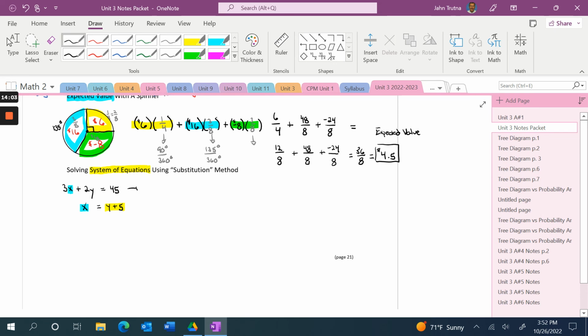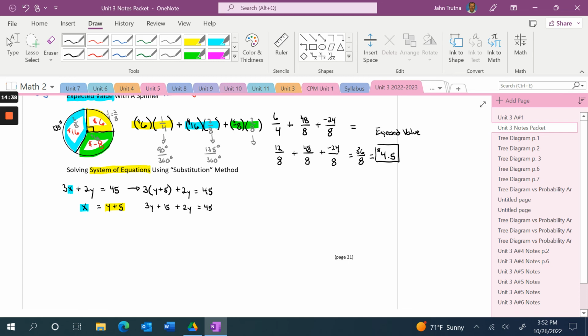Okay, so this equation will become 3, and then in the place of x, we're substituting y plus 5, because that's what we're told x is equal to. So we're going to have 3 times the quantity y plus 5, plus 2y is equal to 45. Then we're going to use this equation to solve and figure out the value of y. So I'm going to distribute the 3. So I get 3y plus 15 plus 2y is equal to 45.